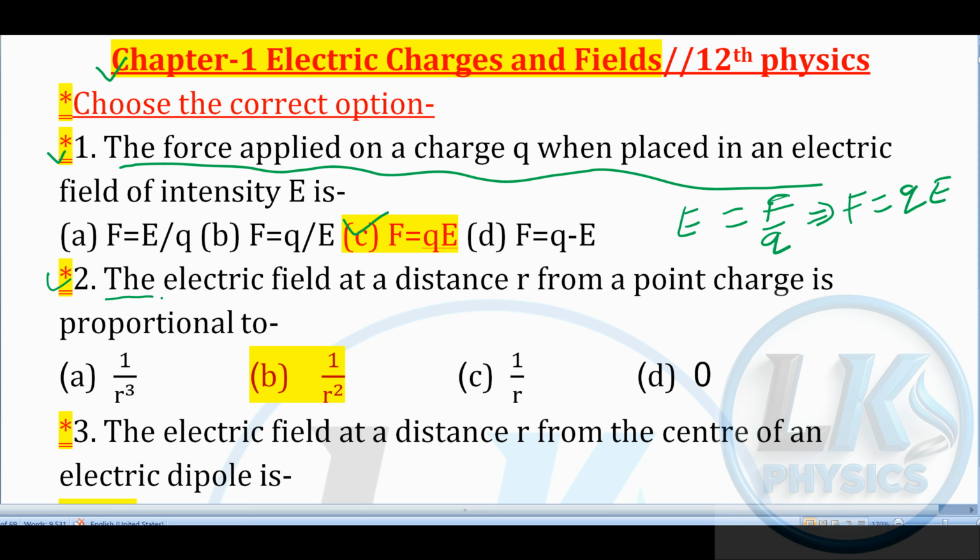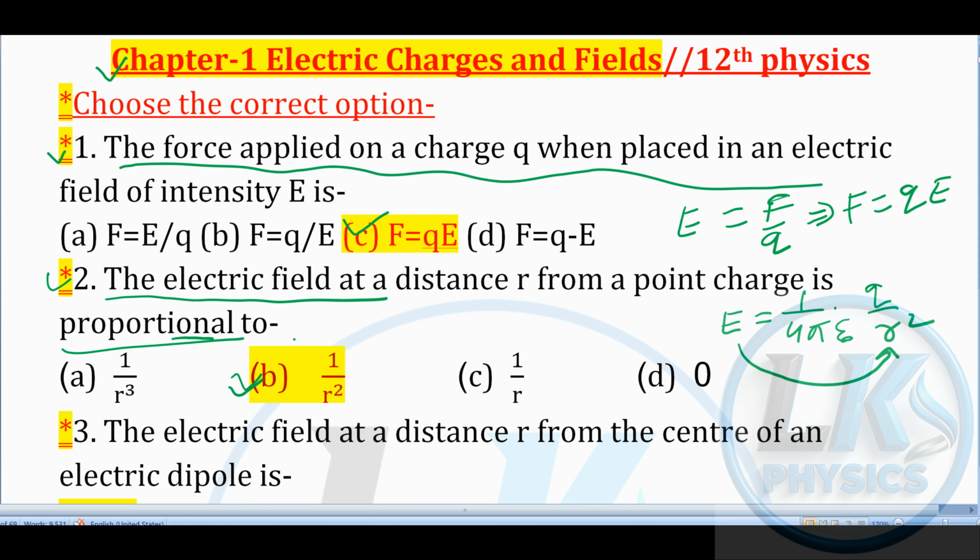Next, the electric field at a distance R from a point charge is proportional to. The electric field due to a point charge is written as 1 upon 4 pi epsilon naught, Q upon R square. The relation of electric field with distance is 1 upon R square. So the correct option is B.